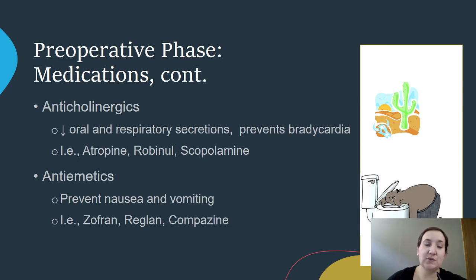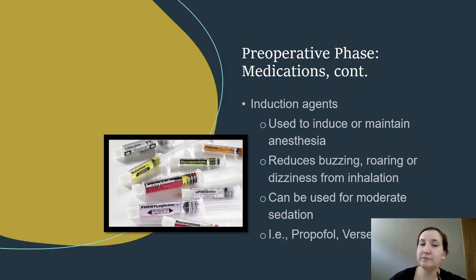And then in addition, we're going to adjunct that again with antiemetics like our Zofran, Reglan, and Compazine. Zofran we usually give as 4 milligrams. You can go up to 8 fairly easily.